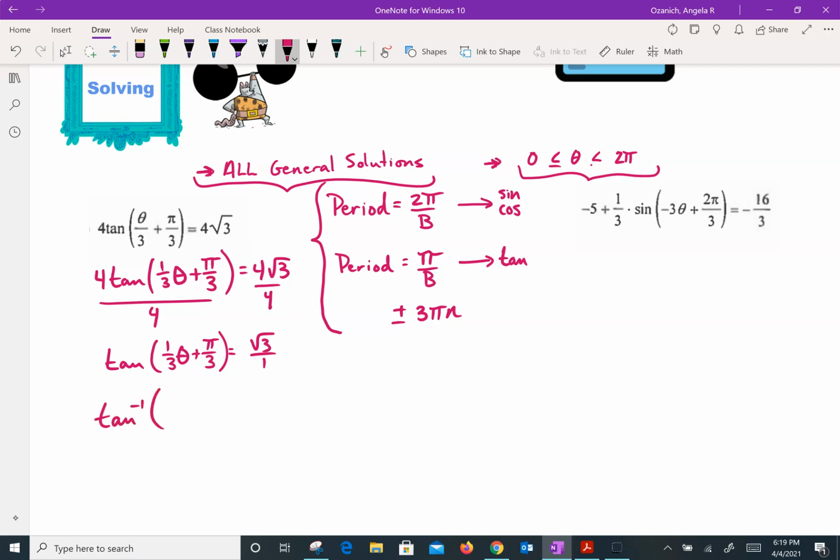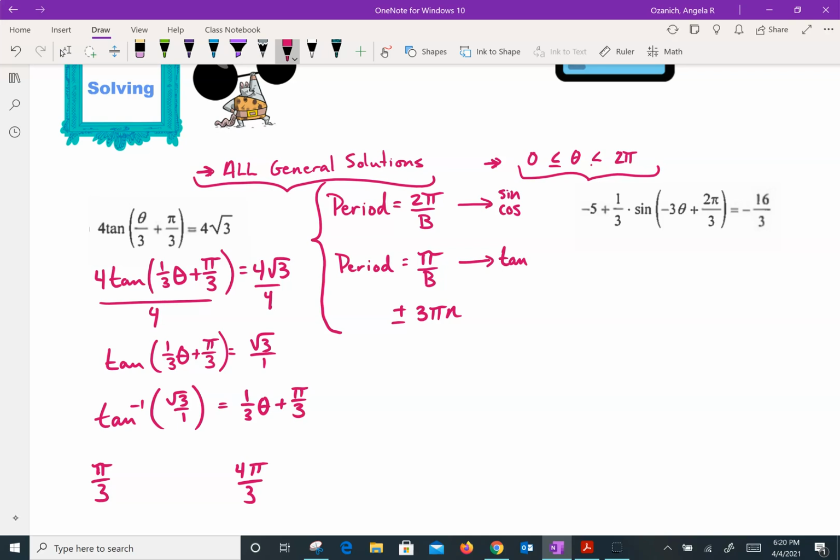Where is the tangent √3/1? I always think about this in terms of looking for where the sine is √3/2 and the cosine is 1/2. Tangent is positive in the first and third quadrants. So I'm looking for answers of pi over 3 and then, in the third quadrant, 4 pi over 3. Those are my two values that have a tangent of √3/1, sine over cosine. All that is still equal to 1/3 theta plus pi over 3.